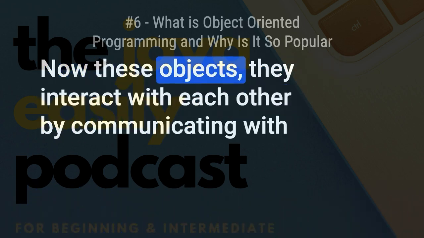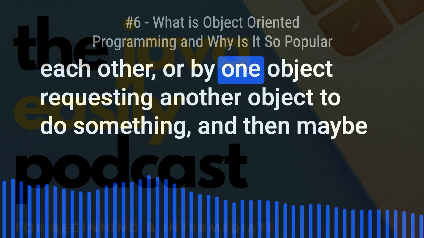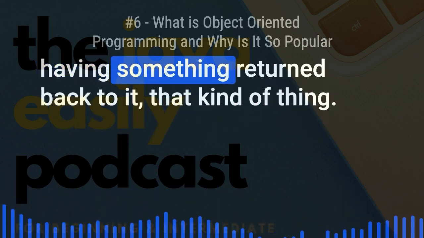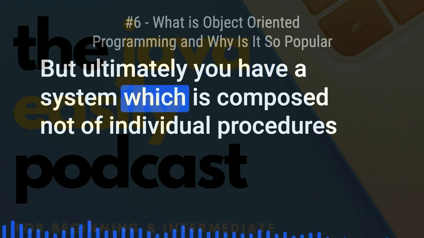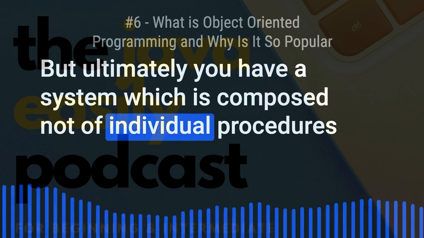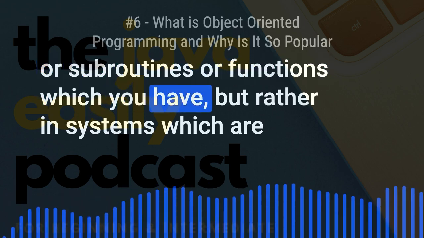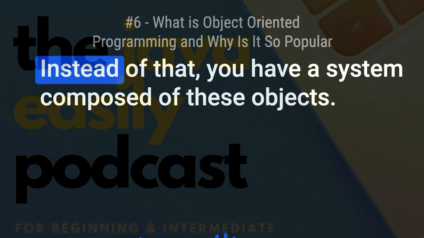Now these objects interact with each other by communicating, or by one object requesting another object to do something, and then maybe having something returned back to it. But ultimately, you have a system which is composed not of individual procedures or subroutines or functions, which you have in systems programmed before object-oriented engineering came out. Instead, you have a system composed of these objects.